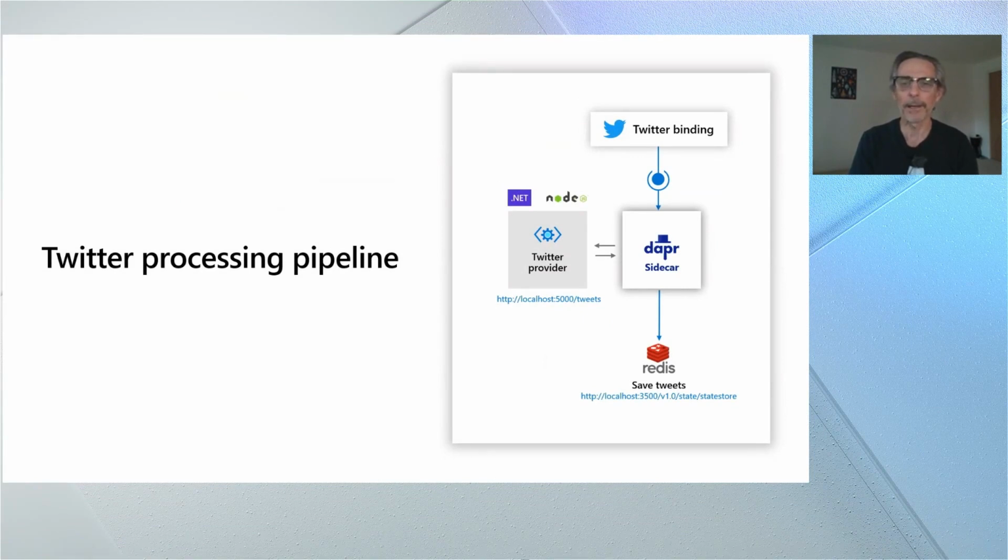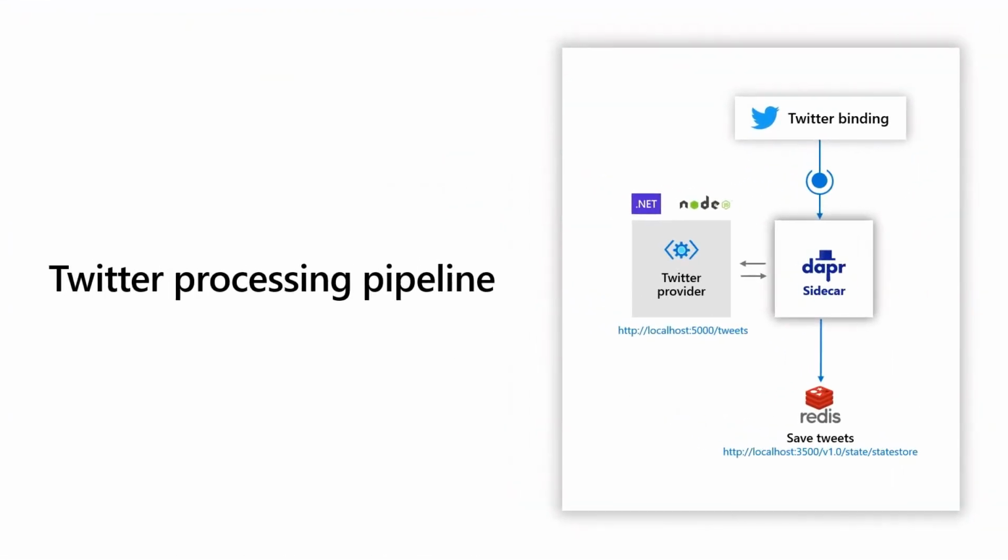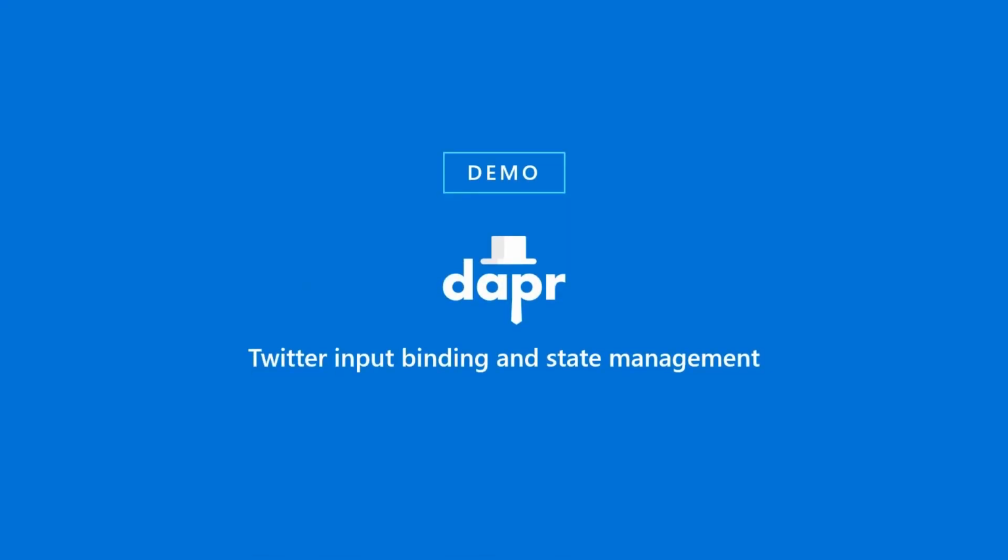The application we're going to build uses a Twitter component. The Twitter component is configured for querying on particular tweets. Every time a tweet happens, it gets sent to my localhost tweets endpoint. And from there, my Twitter provider simply stores my state into my local state store. So let's go and see this in action, and let's roll the first demo.